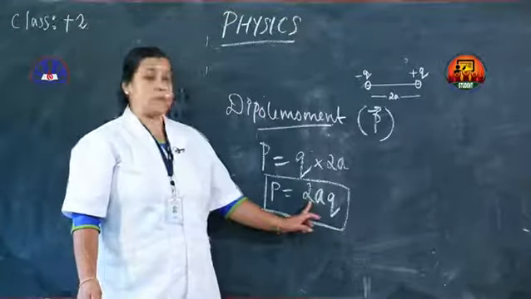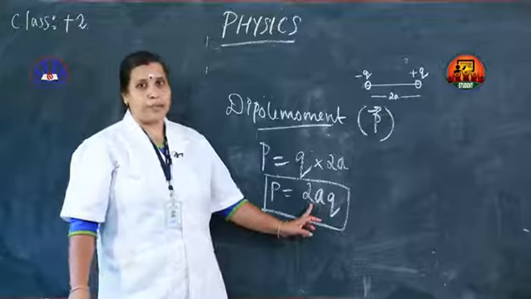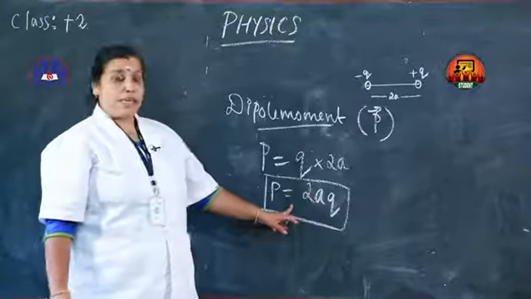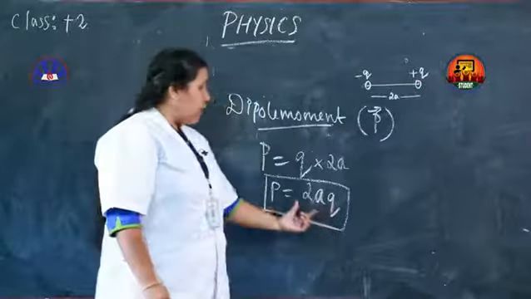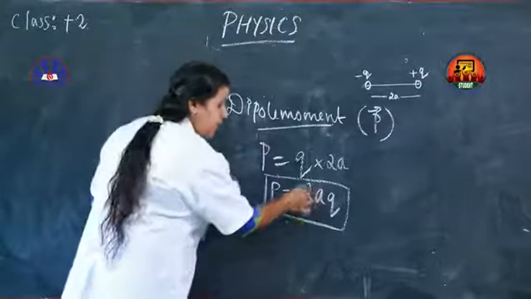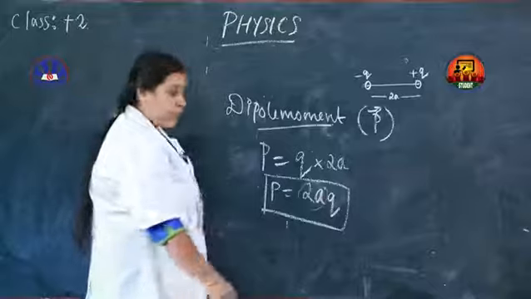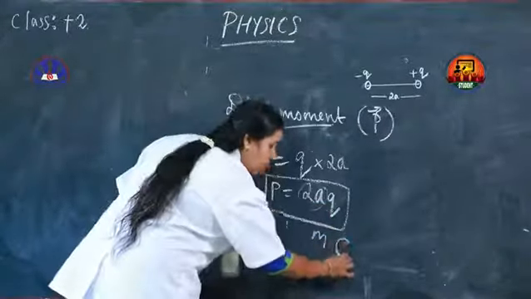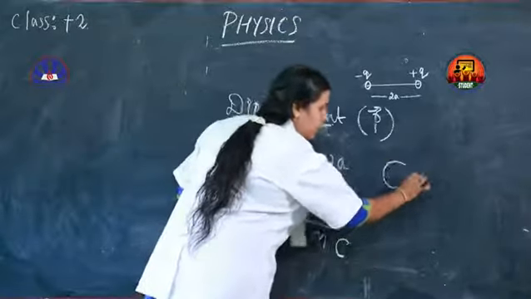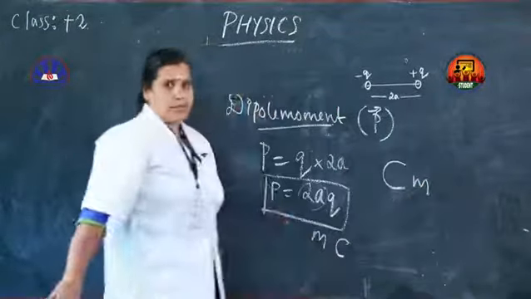It explains the polarity of the dipole, and it is a vector quantity. Its direction is from negative to positive. Its SI unit: 2a is the distance, so what is the unit for distance? Meter. Now what is the unit of charge? Coulomb. So the SI unit of dipole moment is Coulomb meter.